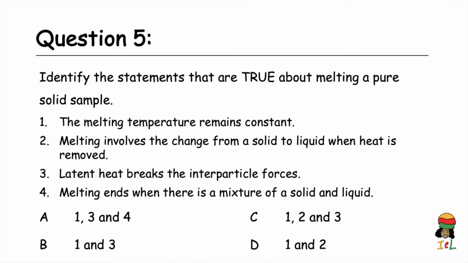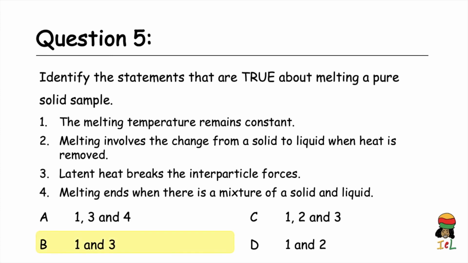Question 5. Identify the statements that are true about melting a pure solid sample. Number 1, the melting temperature remains constant. Number 2, melting involves a change from a solid to a liquid when heat is removed. 3, latent heat breaks the interparticle forces. 4, melting ends when there is a mixture of a solid and a liquid. And our answer options are A, 1, 3, and 4, B, 1 and 3, C, 1, 2, and 3, and D, 1 and 2. The answer is B, 1 and 3.